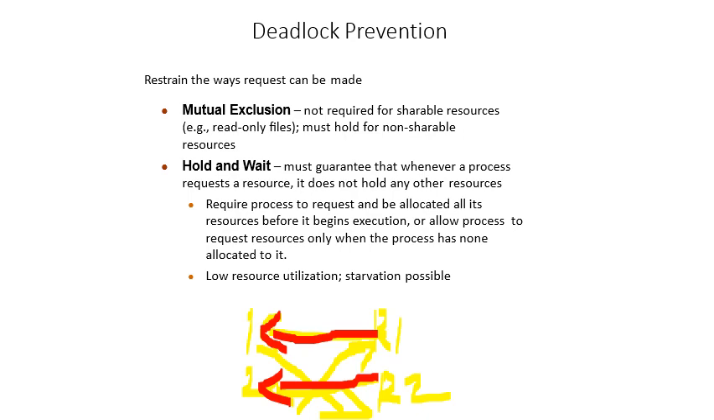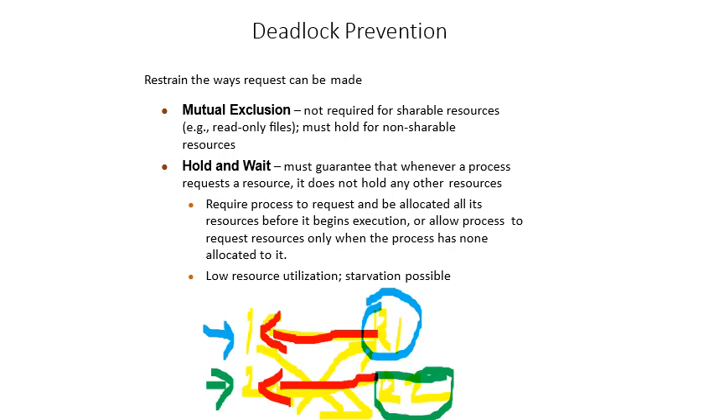And the same, like, process P2 is holding R2 and it is requesting R1. So what will process P1 do? It won't release R1 until it gets R2. And process P2 won't release R2 until it gets R1. So this is called hold and wait.